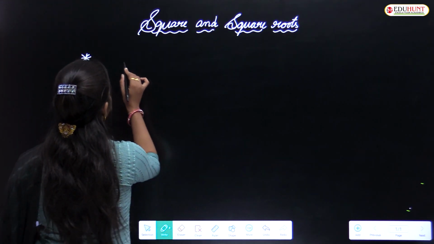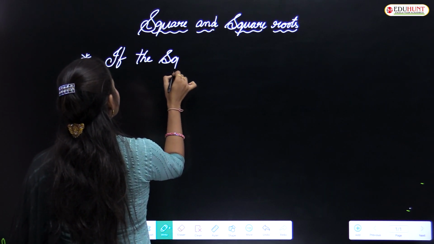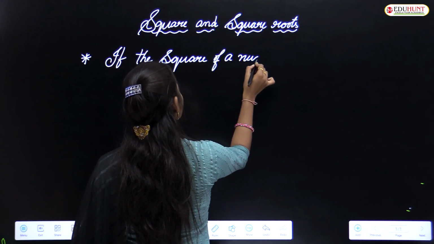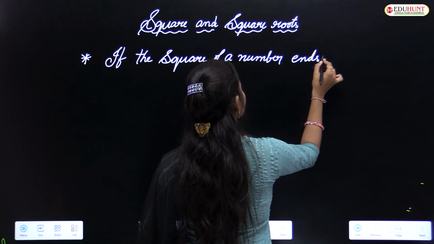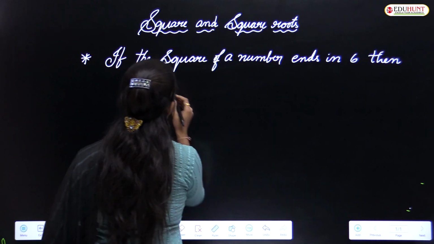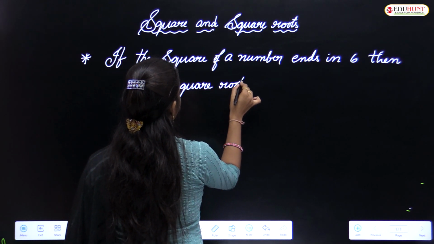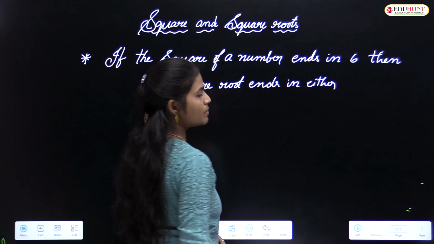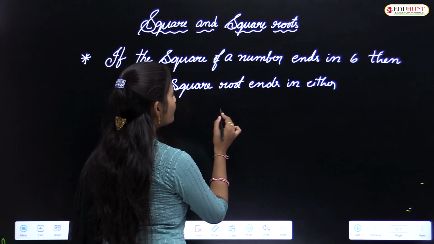So children, see here, if the square of a number ends in 6, then its square root ends in either... here, how many possibilities are there to get that 6 in its units place? Yes, we have two possibilities.